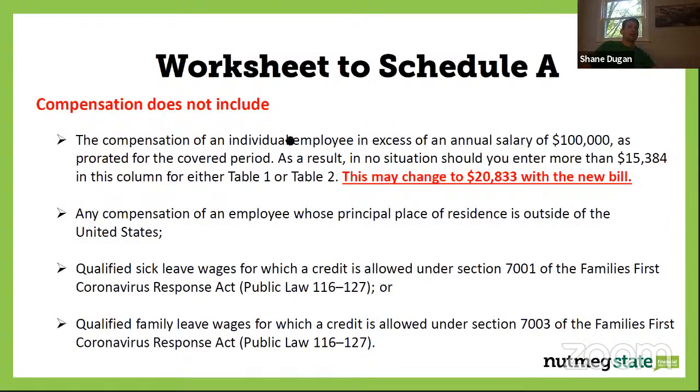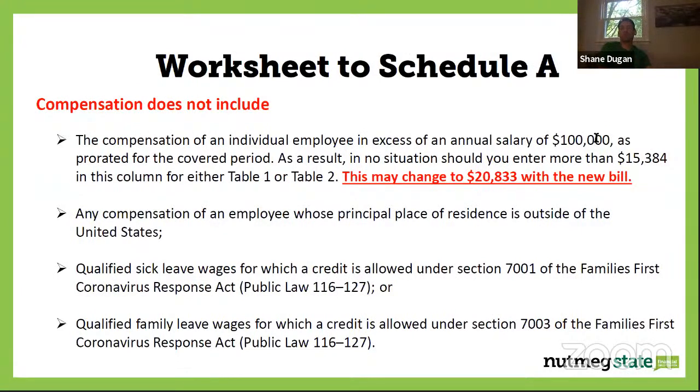Okay. What cash compensation does not include. With the 8-week period, basically it had capped individuals with $100,000 salaries at using this 15,384 figure here. That is obviously likely going to change now that you can use a 24-week period. That 15,384 is basically if you take $100,000, divide that by 52, and then multiply that by 8. That's your 8-week covered period. So that's saying that the most during that 8-week covered period that you could use for a single person's payroll was that 15,384.